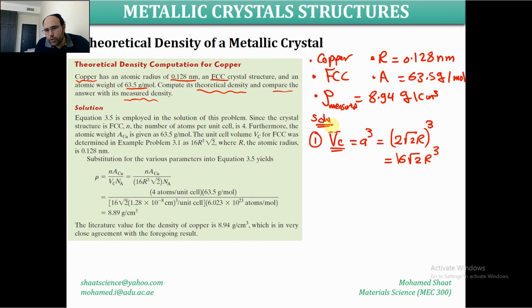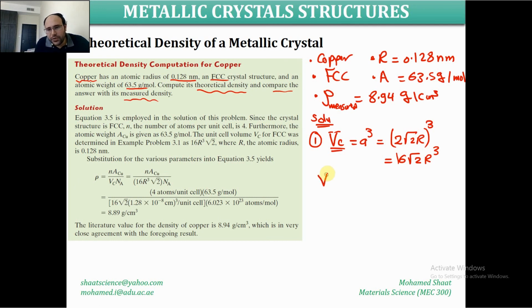But remember that we need to calculate this volume in terms of centimeter. So we have to convert from nanometer to centimeter. This needs to multiply times 10 to the power negative 7. To convert from nanometer to centimeter, you need to multiply times 10 to the power negative 7. But if you multiply 10 to the power negative 9, you are converting to meter. We need it in centimeters.